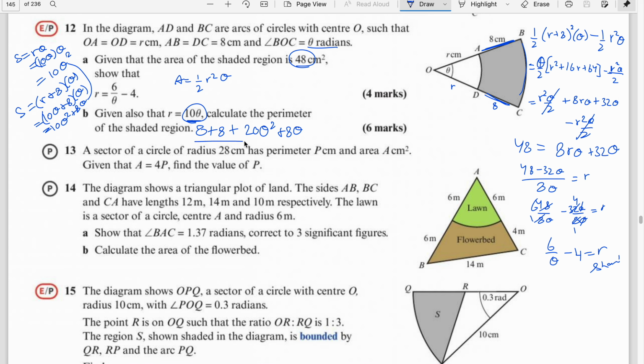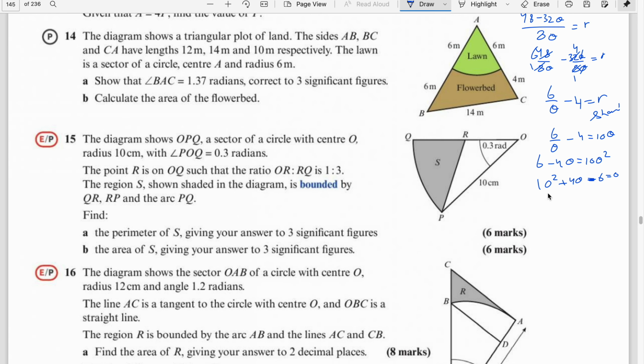So after getting this equation, r equals 10 theta can be replaced here. 6 over theta minus 4 is equal to 10 theta. The only unknown is theta. So 6 minus 4 theta equals 10 theta squared. Rearranging: 10 theta squared plus 4 theta minus 6 is equal to 0.